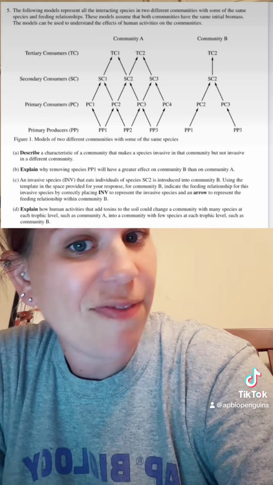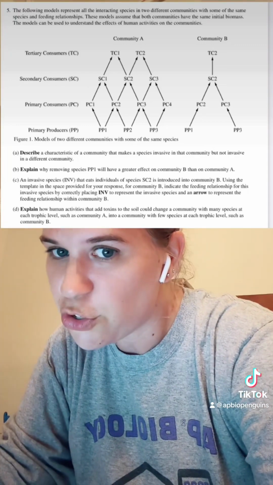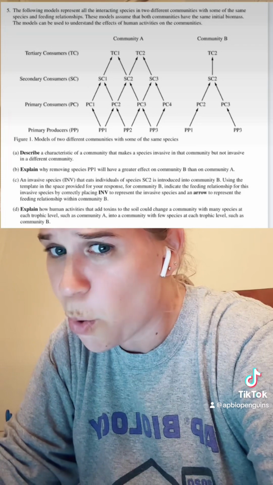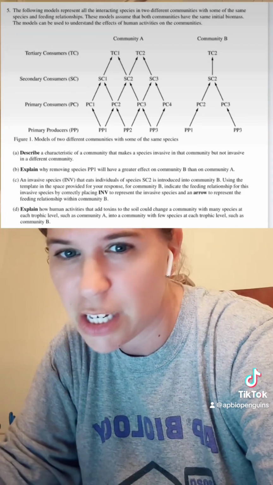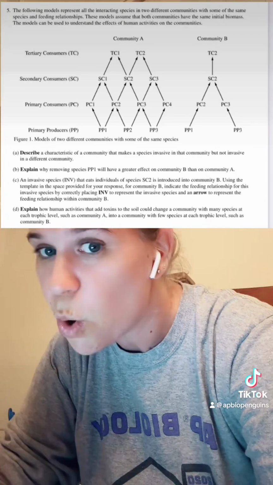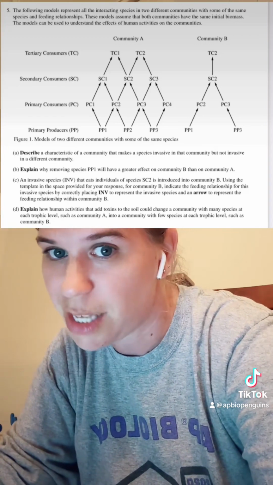So the 2022 question number 5 FRQ, part A, asks you to describe a characteristic of a community that makes a species invasive in that community, but not invasive in a different community. And there's 3 different answers you could have put here. You could have talked about there was no or reduced numbers of predators. You could have talked about there was no or reduced numbers of competition with other species. Or you could talk about that there was no or reduced amounts of diseases that species could be susceptible to.